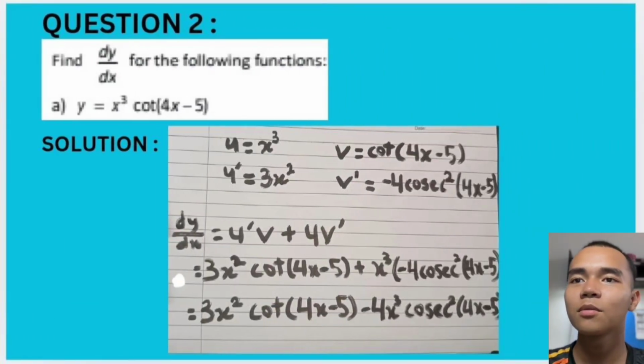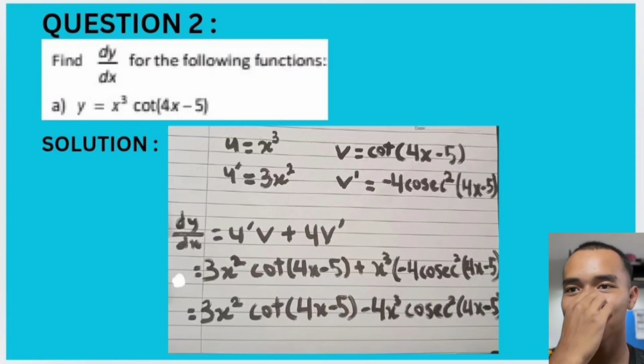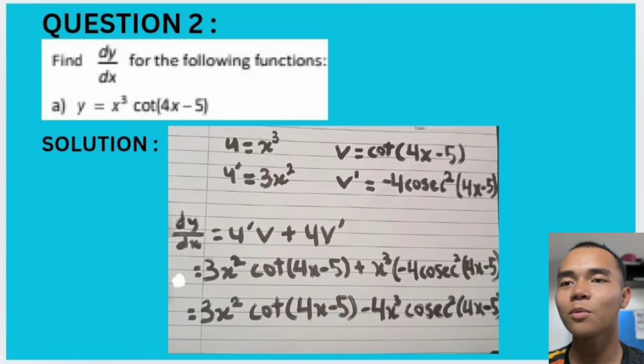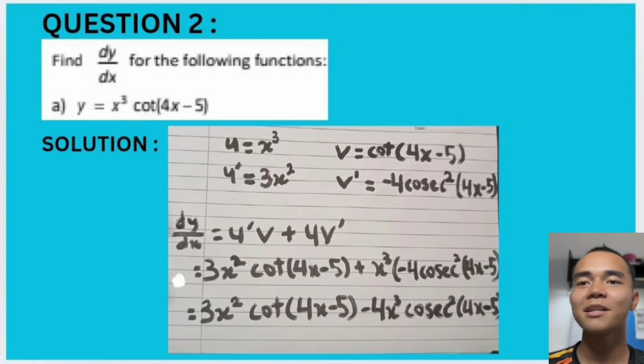Find the dy/dx for the following function. Question A, y equals x power of 3 cotangent (4x minus 5). For the solution of this question, we use the product rule method. First we state which one is u and which one is v. U is x power 3 and v is cotangent (4x minus 5). Then we differentiate u and v, and it becomes u prime and v prime. And then we use the product rule method.